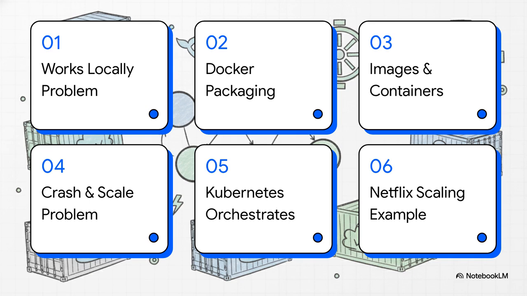So here is our agenda. Number 1, the works locally problem. 2, Docker packaging the environment. 3, images and containers explained. 4, the crash and scale problem. 5, Kubernetes managing the chaos. And 6, real-world scaling with Netflix.